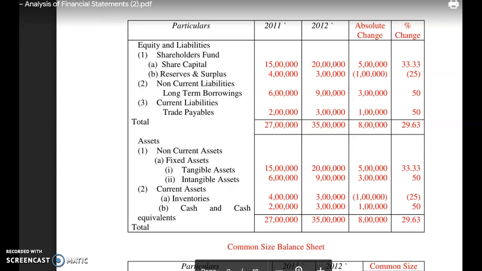In our next video, we will learn how to prepare the comparative profit and loss account, or statement, a very important part of the financial statements, known as the profit and loss account.